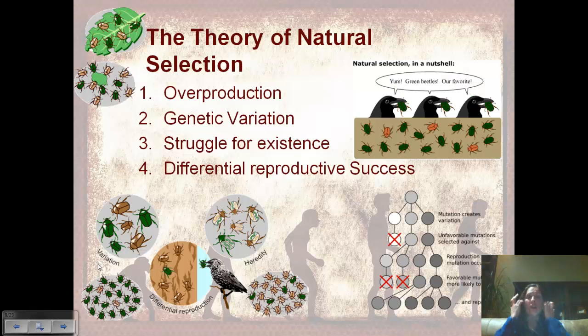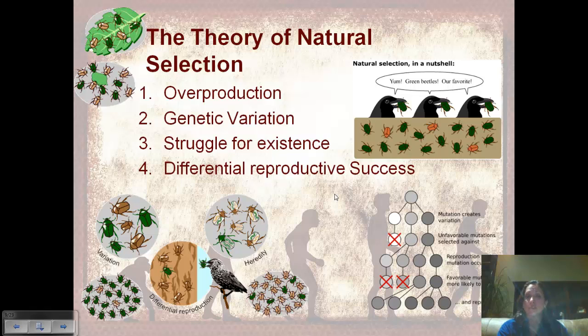Okay, so an overview of the theory of natural selection. Darwin described that organisms leave way more offspring than can possibly survive in the next generation, that there's variation within those organisms. There's a struggle for existence, and those individuals with the variation that allows them to be successful in that struggle are going to leave many more offspring than others. So there's a differential reproductive success.